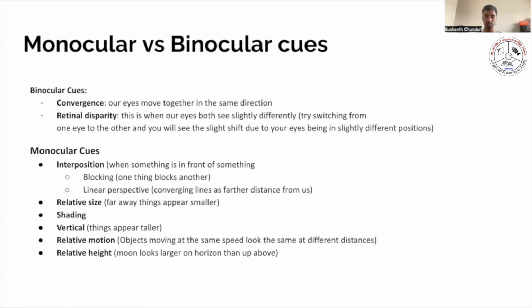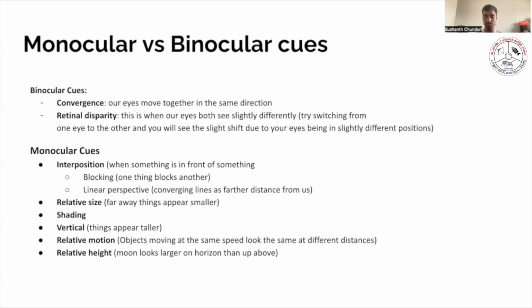So linear perspective is when converging lines tend to converge the farther they get from us. If you've ever seen rail lines, or seen anybody draw rail lines, they converge, they come to a point when they're really far away from us. So lines come to a point when they're far away from us. Another thing is relative size. Generally, far away things are going to appear smaller and close things are going to appear bigger.